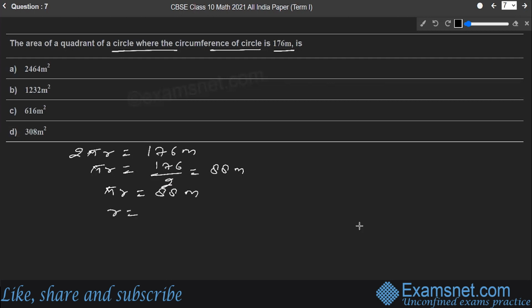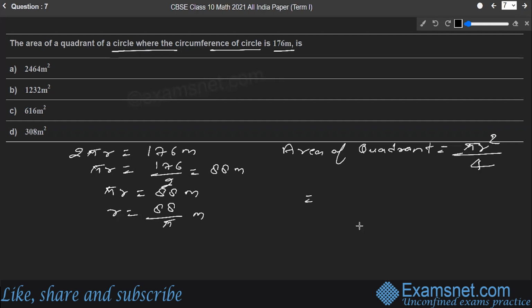So in place of radius, we can write 88 by pi meter, without solving pi as 22 by 7. Now we have to find the area of a quadrant. The area of a quadrant of a circle is given by the area of the circle divided by 4, that is pi r square divided by 4.